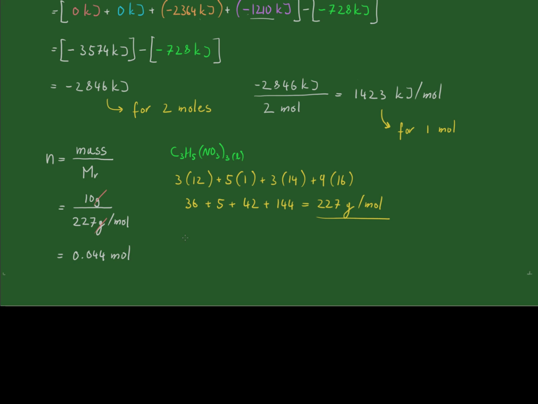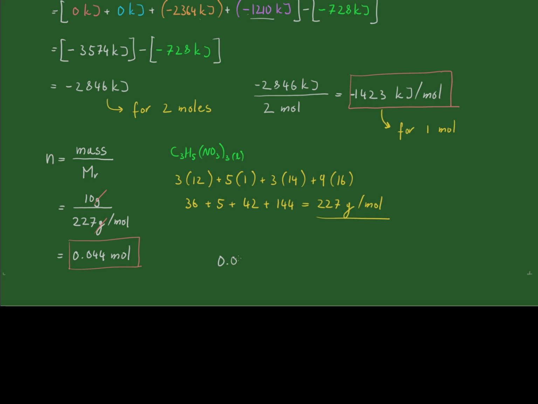And we are almost finished, because now we know we have 0.044 moles of nitroglycerin. I'll get it right eventually. And we know that the enthalpy change for 1 mole is negative, and I forgot to write a negative there, negative 1,423 kilojoules per mole. That means all that is left to do is to multiply these two numbers together.